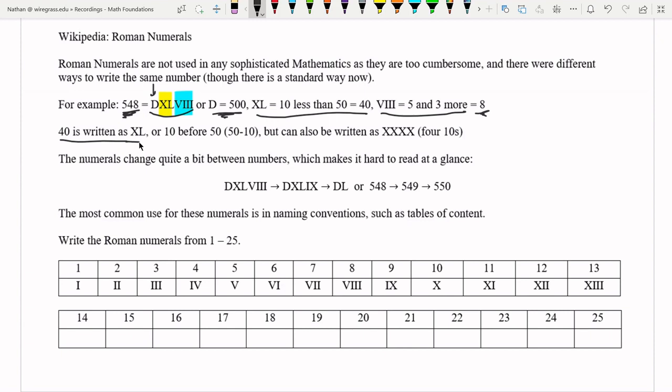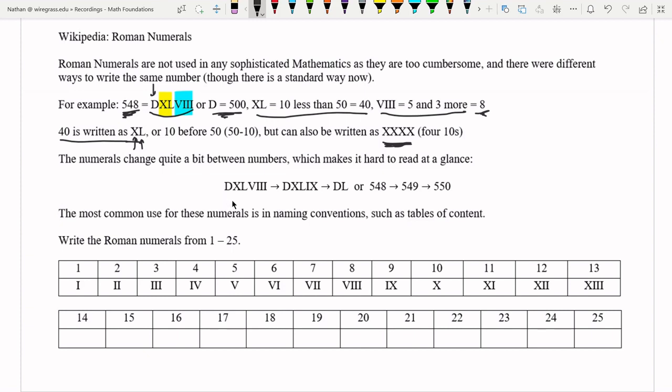Always are used this weird convention where it says, this case is 10 before 50, which gives us 40. You could write it, for instance, as 4 X's, which is four tens. But the convention that's used nowadays is this one. This was used in history, but this is what is used normally nowadays.